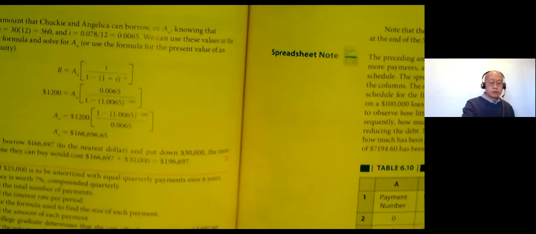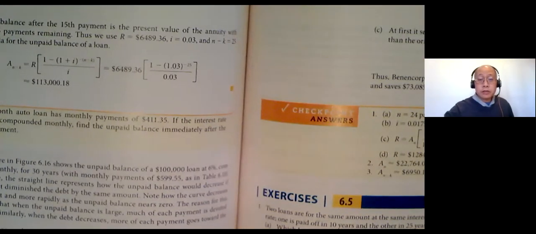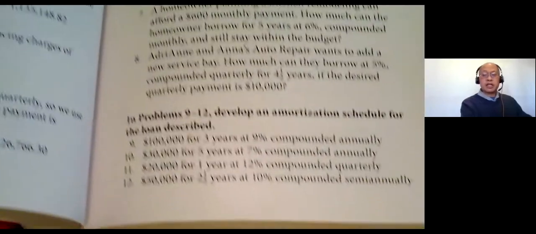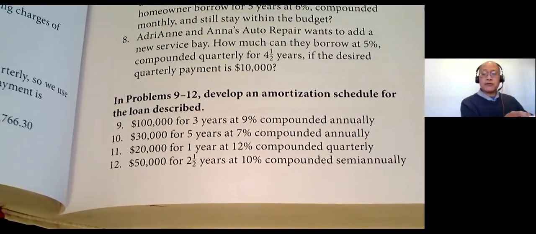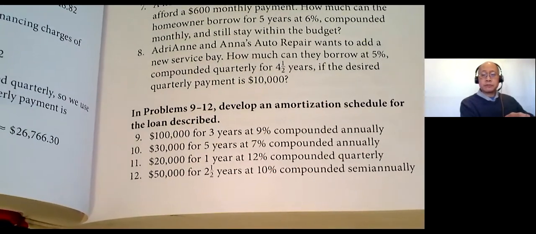Okay, so now let me show you that, and let me check the chat for a question. Okay, all right, that's fine. All right, so let's make an amortization schedule. Okay, so number 10, $30,000 for 5 years, 7% compounded annually. So here we go.